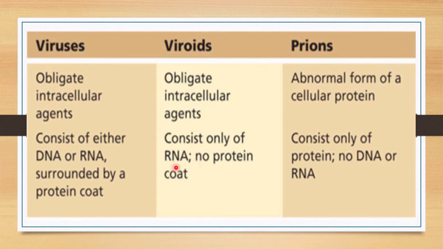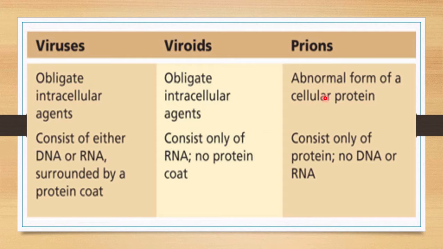So if you compare it with these viruses, here you can see they will contain RNA as well as DNA, but here in case of viroids only RNA is present. Whereas here you can see the protein coat is always present, but here no protein coat will be found. This is the major difference between viroids and viruses.